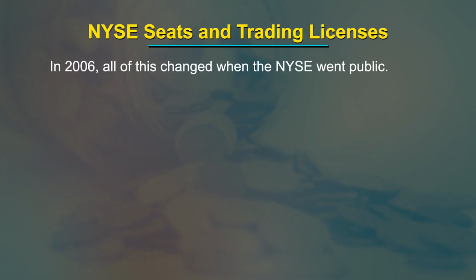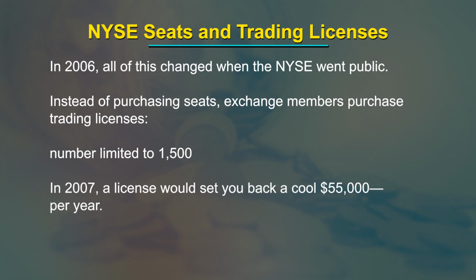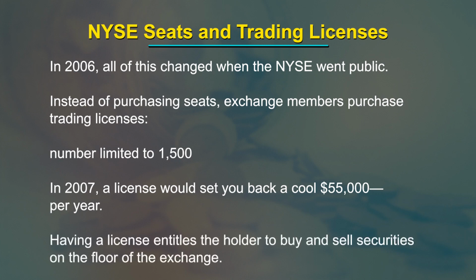However, when the New York Stock Exchange went public, all these things changed in 2006. Instead of purchasing seats, exchange members started purchasing trading licenses, and this number was limited to around 1,500. In 2007, a license would set you back around $55,000 a year. Having a license entitles the holder to buy and sell securities on the floor of the exchange.